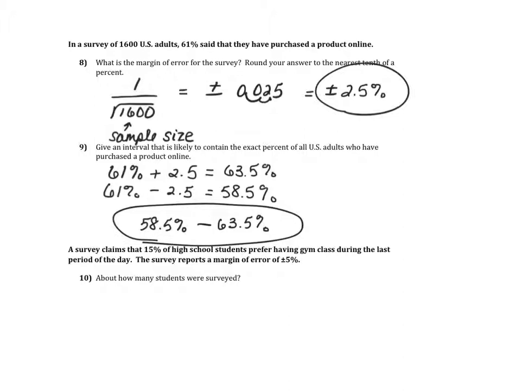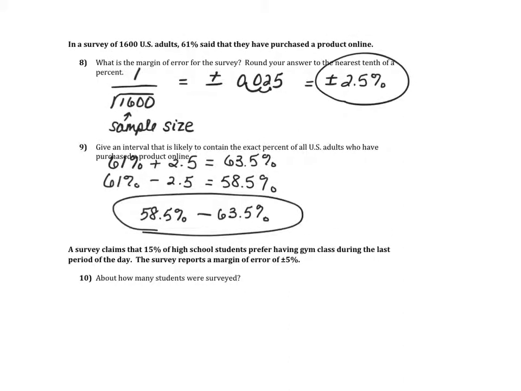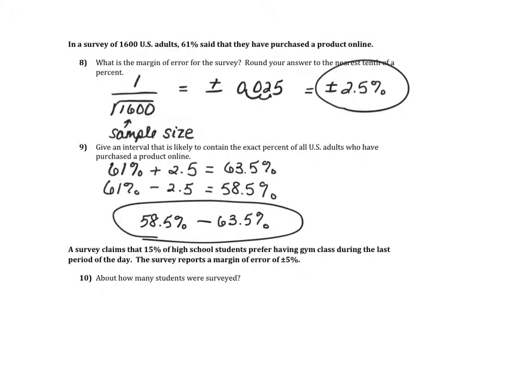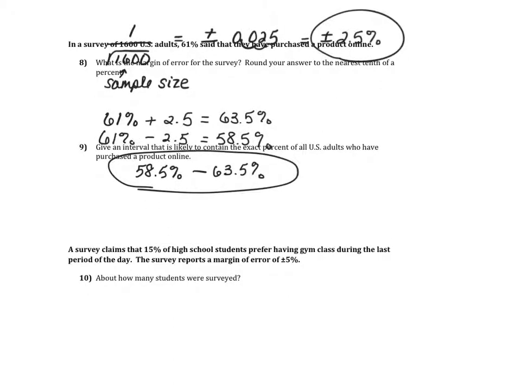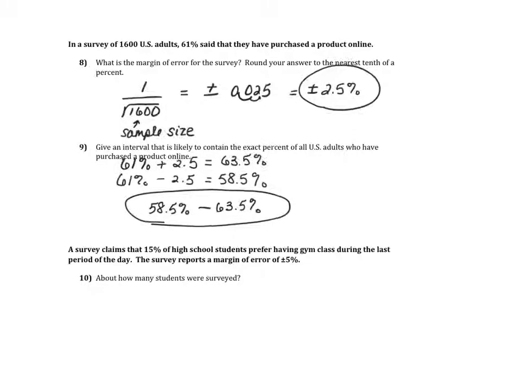The last type of problem that you're going to see on your test is one that looks like this, where it's giving you the situation here. It says a survey claims that 15% of high school students prefer having gym class during the last period of the day. The survey reports a margin of error of plus or minus 5%. So they're giving you the margin of error. They're asking you to figure out how many students did you sample. So it's working backwards from a problem that was like number 8.